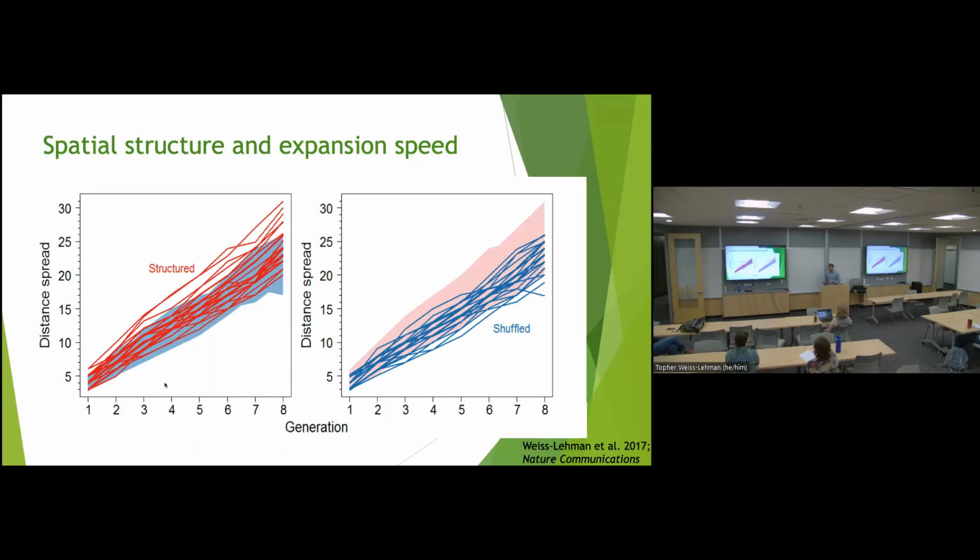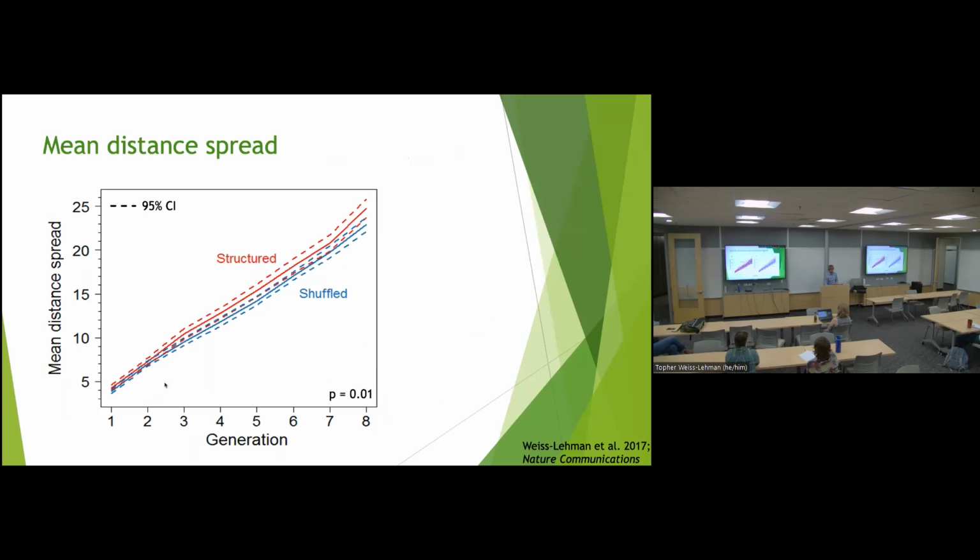And these are some of the results we saw. So this is just the raw data form, looking at distance spread on the y-axis, generation on the x-axis here, structured treatment on the left, shuffle treatment on the right. Each line represents one of our experimental landscapes. So we were able to replicate these about 30 times per treatment. And so looking at this, you can see there are some differences among these treatments, but obviously just looking at the raw data, it's a little hard to tell exactly what's going on.